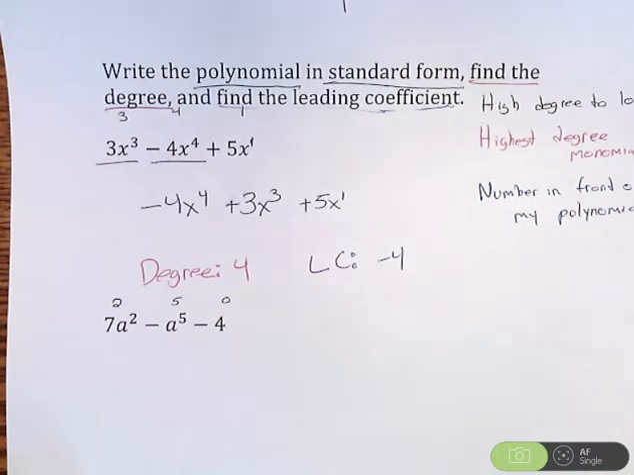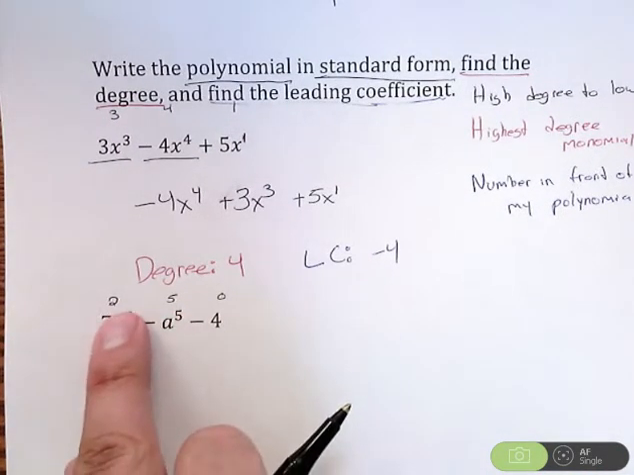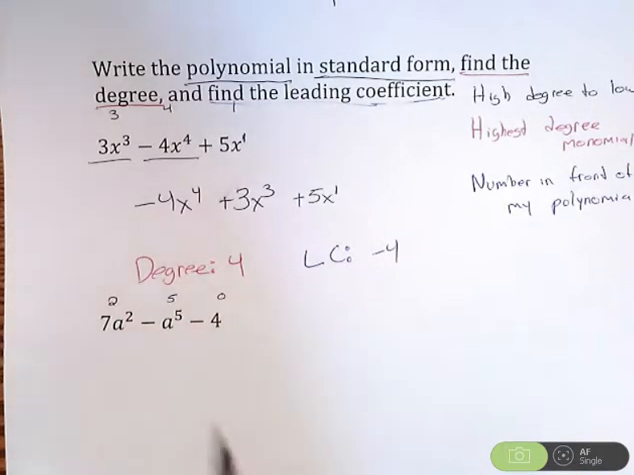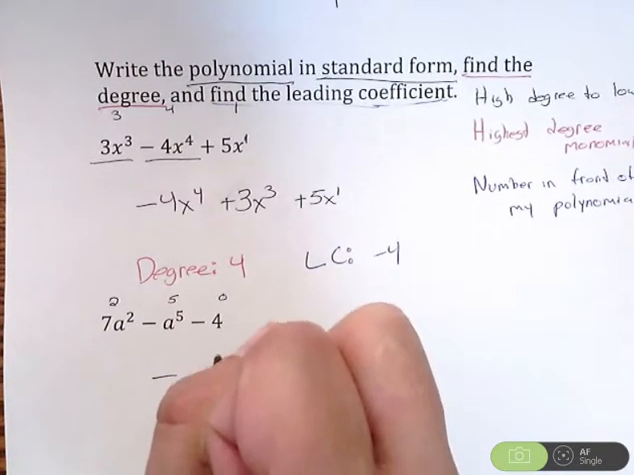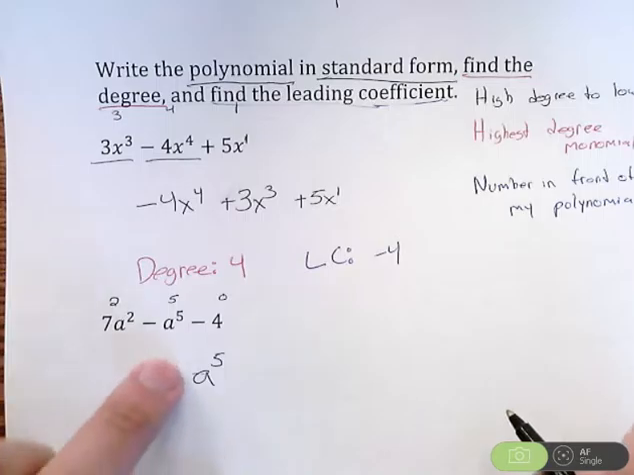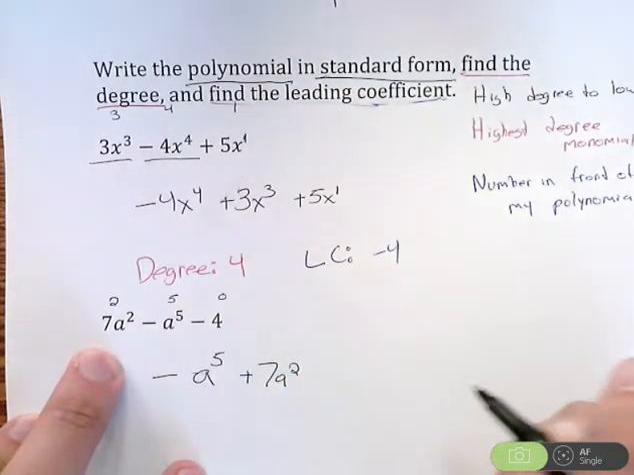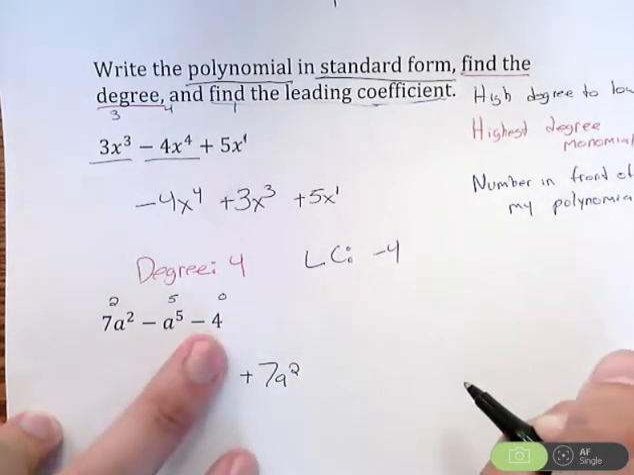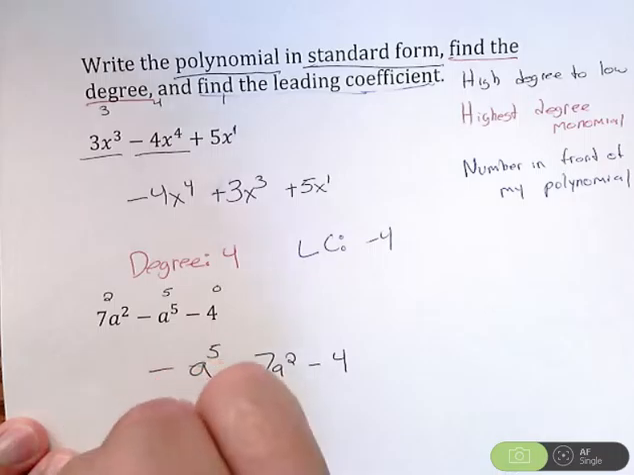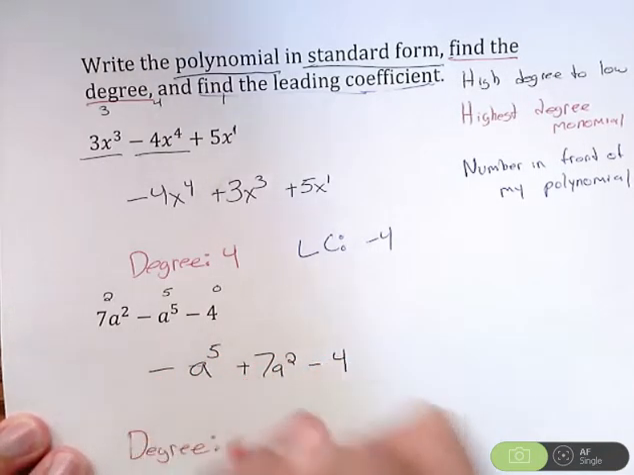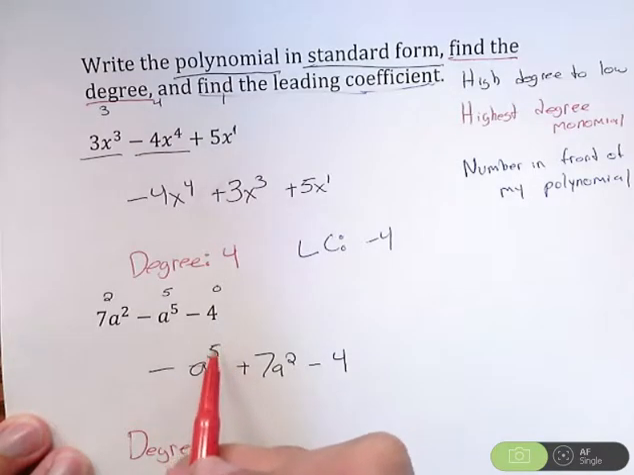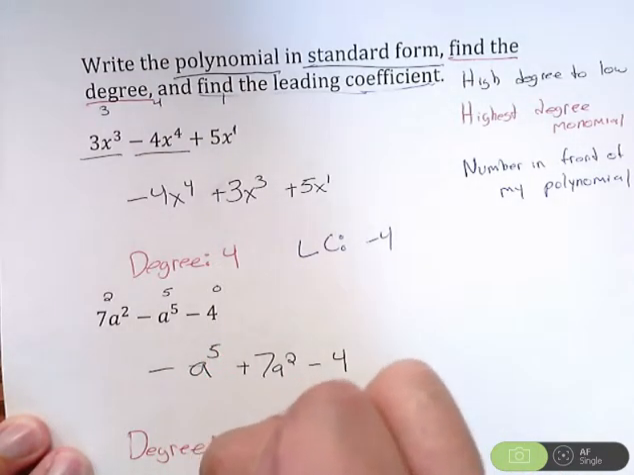So putting in standard form, I'm going to start with the 5, then go to the 2, then go to the 0. So I'm going to have, remember, keep the sign with it, negative a to the fifth. This is a positive 7a squared. And then finally I have a minus 4. If I want the degree there, that's the highest degree monomial. So I'm going to look at this first monomial here, negative a to the fifth. So the degree of this is 5.